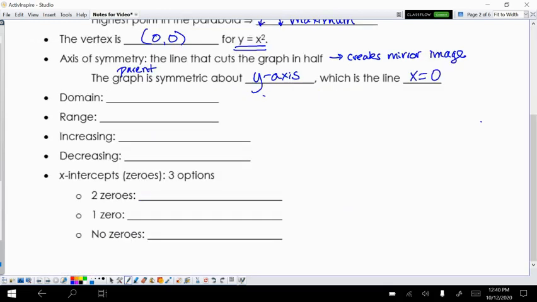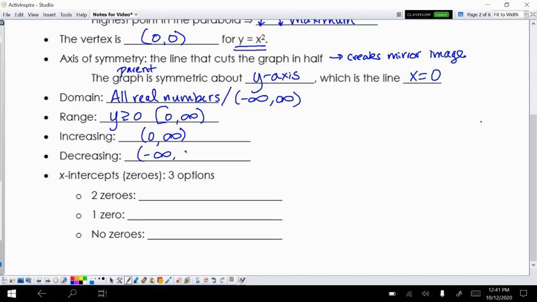When we are dealing with a parabola, the good news is the domain is all real numbers, which you could also write as negative infinity to positive infinity. The range of our original function is y greater than or equal to 0, or 0 to positive infinity. On the parent function, we have an increasing interval from 0 to positive infinity and a decreasing interval from negative infinity to 0. So this is all for the parent function.